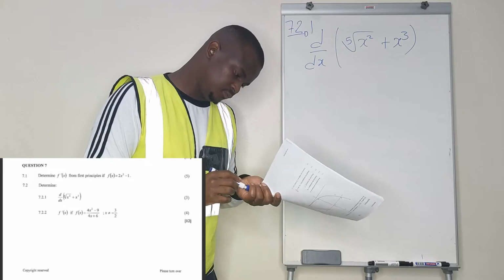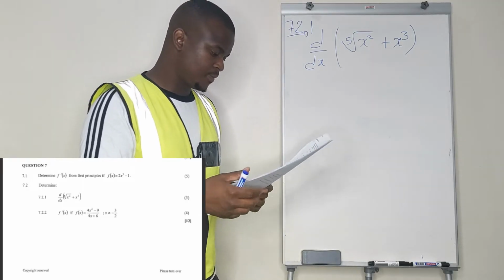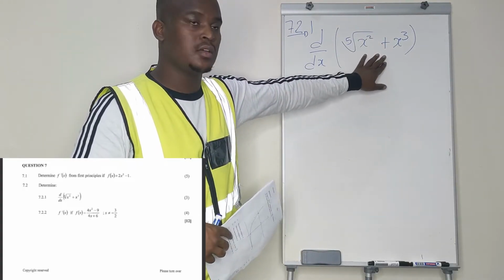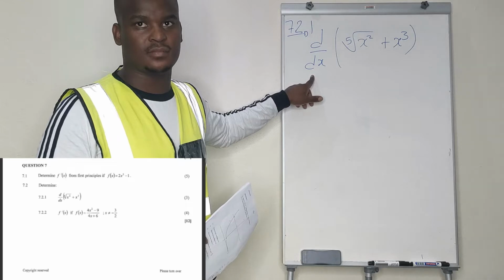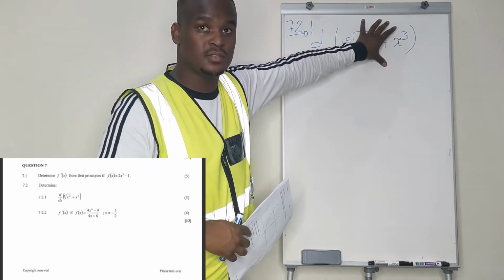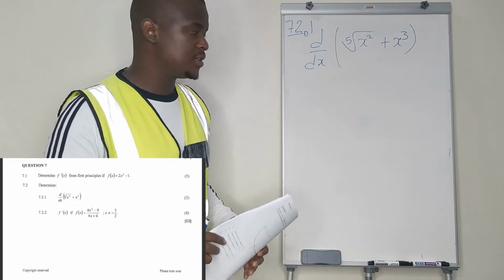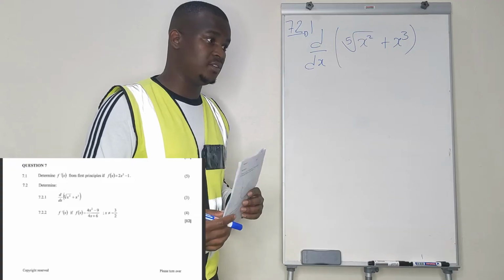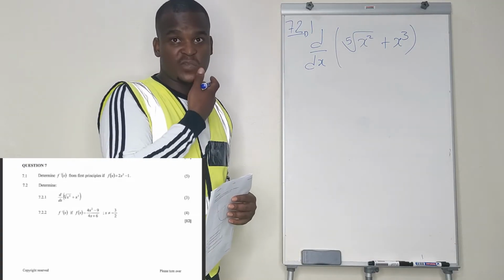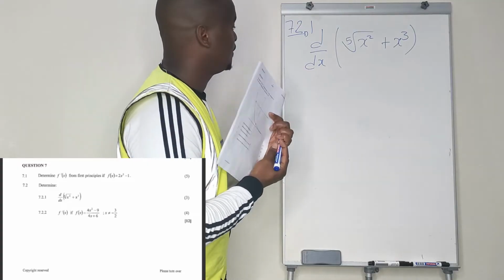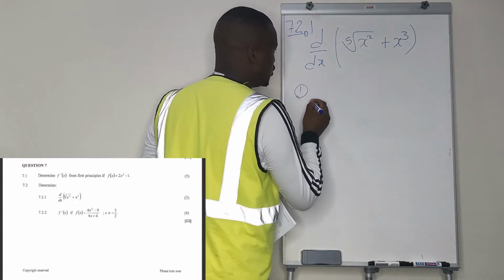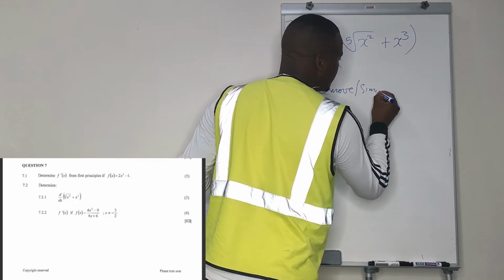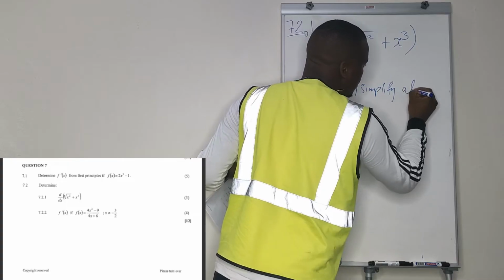So 7.2.1, they are saying determine the derivative of this with respect to x. Right? So, at your level, grade 12 level, there are rules that they expect you to derive on. So, rule number 1, you must remove or simplify all roots.